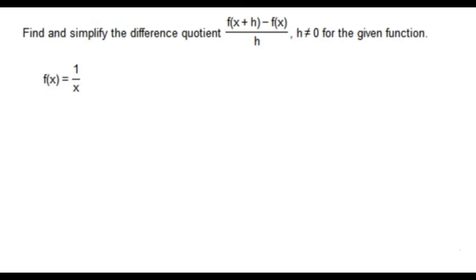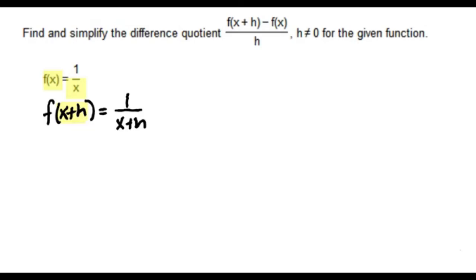To find the difference quotient, we're going to find this first expression within the difference quotient, and that's f of x plus h. To find that, we want to replace the x in this expression with x plus h. So that becomes 1 over x plus h.